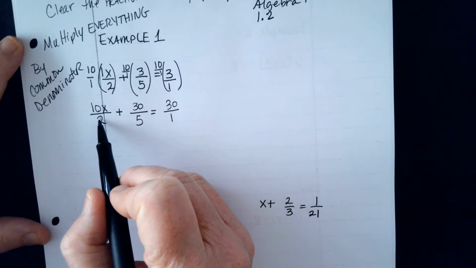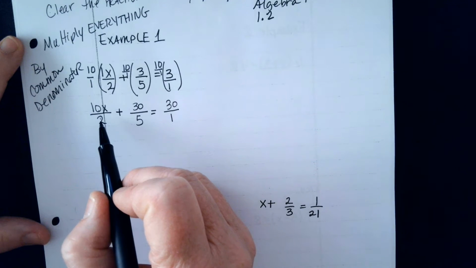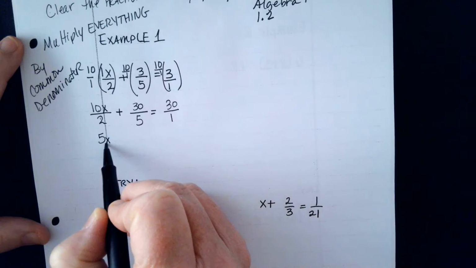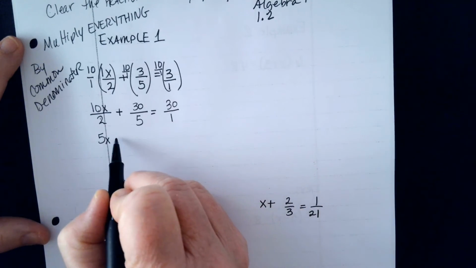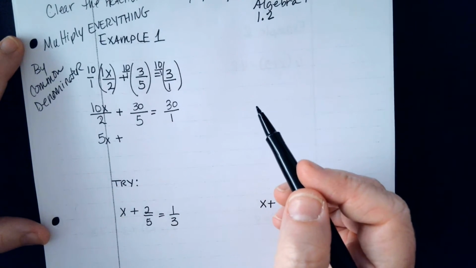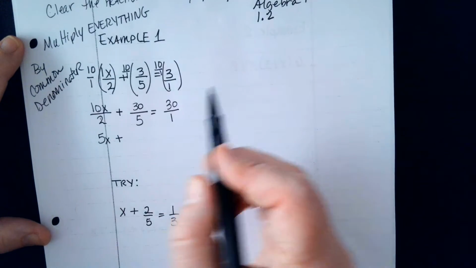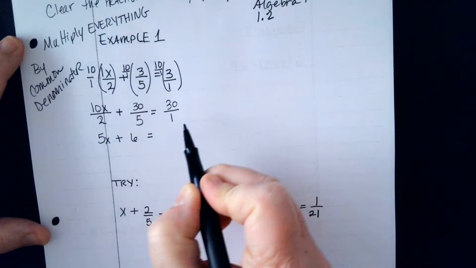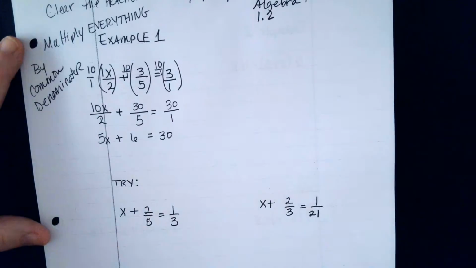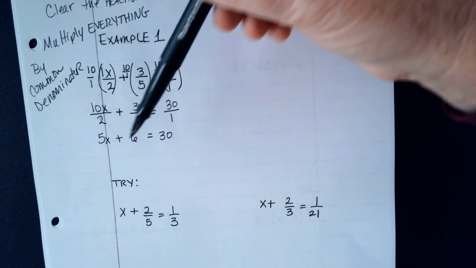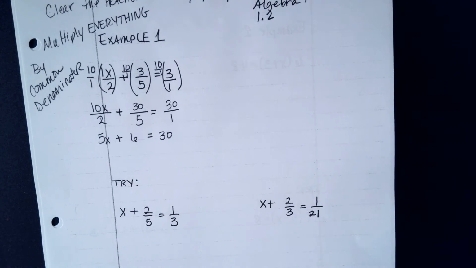10 over 2. You can actually write that as what? Cameron? 5. So you put 5x. 30 over 5. DeQuavius? 6. Equals 30. So I have cleared the fraction. I now have an equation that has regular numbers in there. Has whole numbers. I don't have any fractions to deal with anymore.